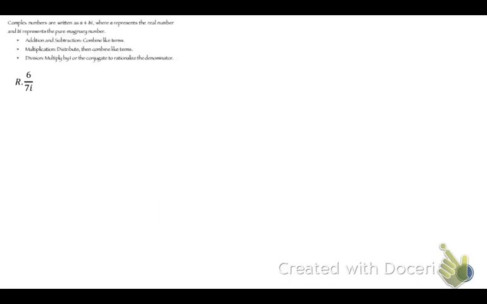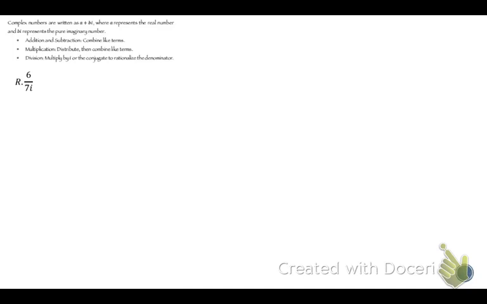Okay, continuing with math. All right, so 6 over 7i. Just like when we were doing radicals, we can't have i's in the denominator. That's one of those weird things where mathematicians are like, no, we cannot do that. That's bad. Because mathematicians think some things are bad. And i's in the denominator is one of those things. So we have to get rid of it.